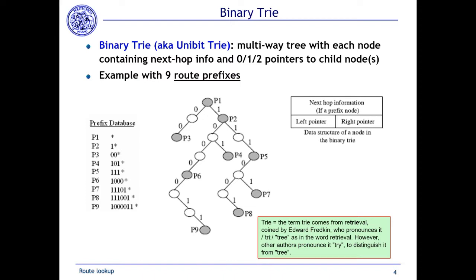And then you have the prefixes, network prefixes, and we will write them with a wildcard. So you have basically the prefix, for example, in this case, P7 is 11101 and then the wildcard. It means that it is a network prefix of length 5, so that mask is of length 5, has 5 ones and the rest zeros.